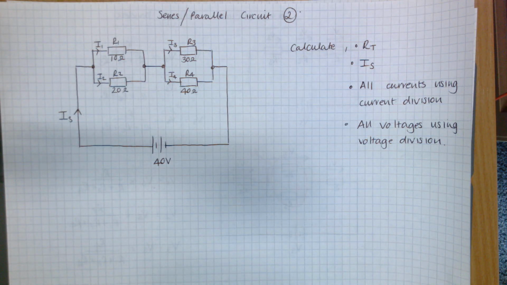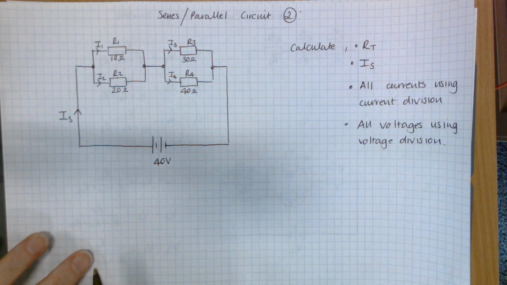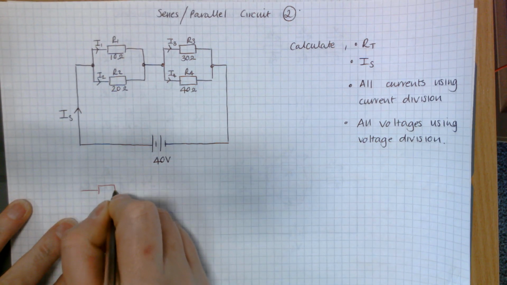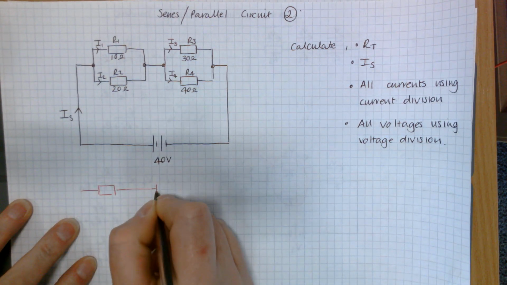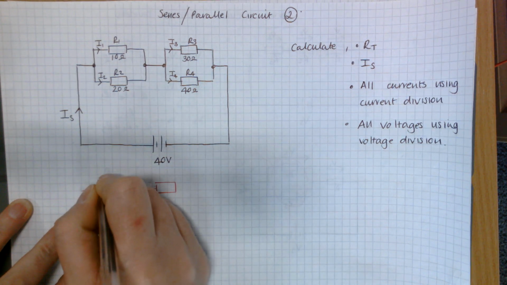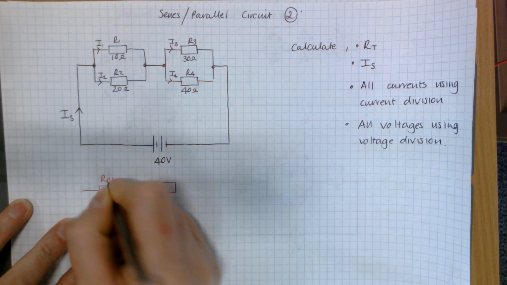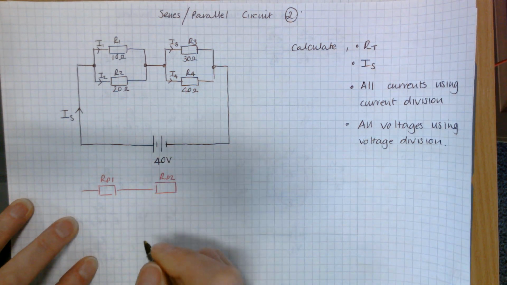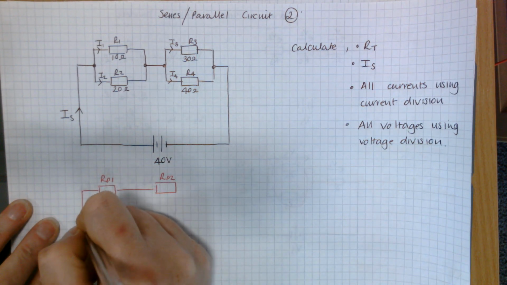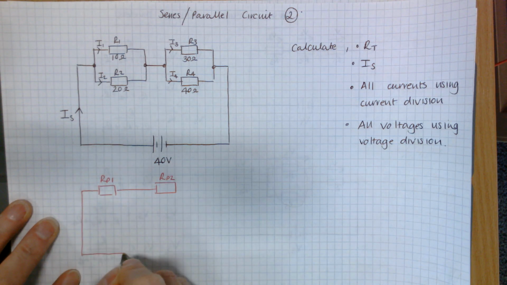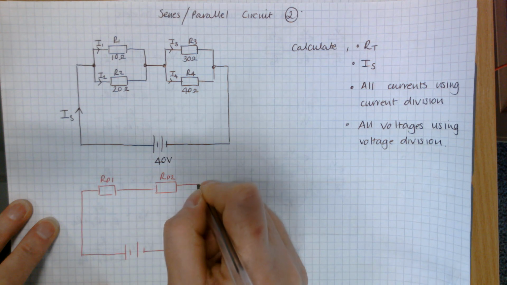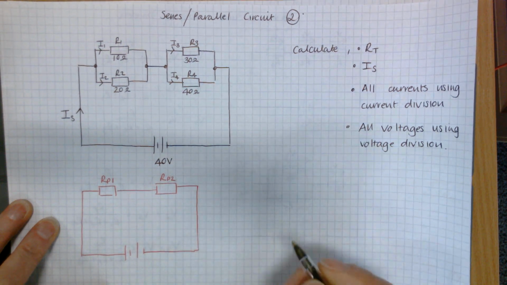So if this was the second one you were doing, then you would have a look at this and you would have your equivalent circuit, and your equivalent circuit would have something probably called resistance parallel 1 and resistance parallel 2. And that would be your equivalent circuit for that network.